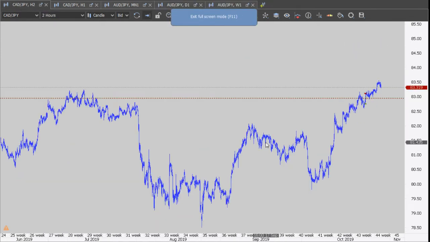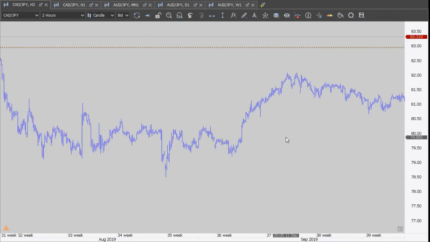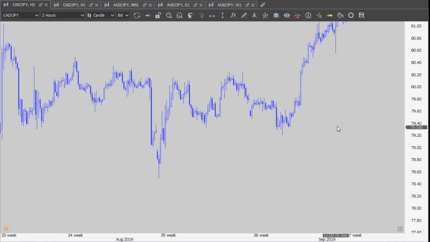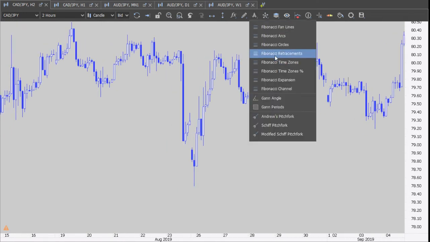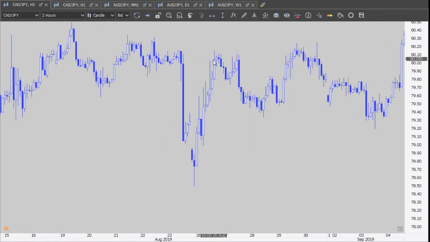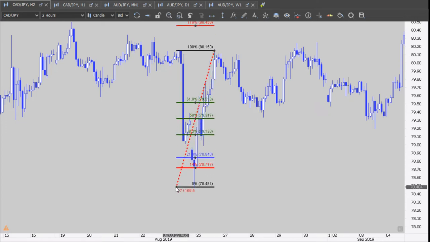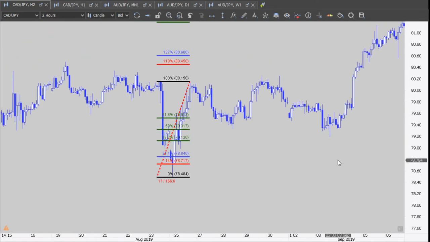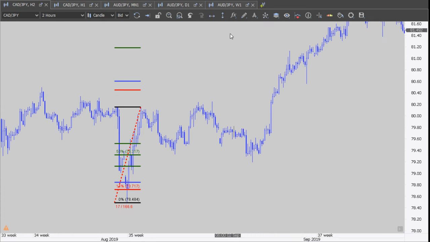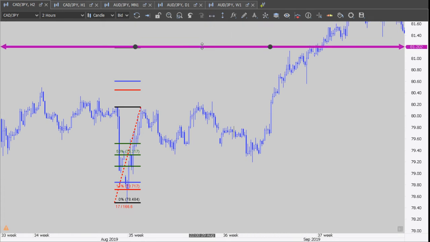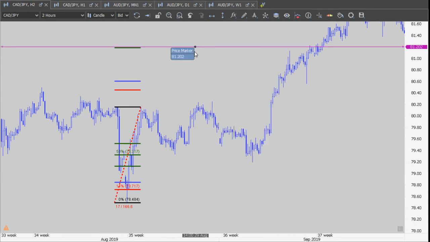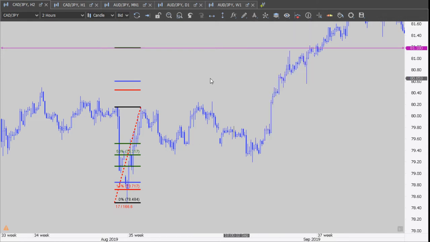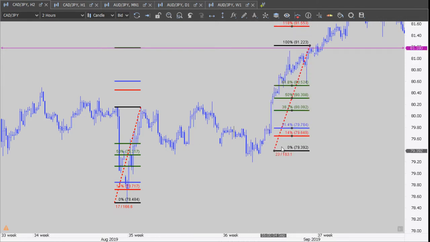Okay, back to the original one, to our chart. Let's try to find a confirmation Fibonacci on the 2 hour chart. So first the original one, right? A to B, B to C, green goes to green. Let's make it like this. There you go.